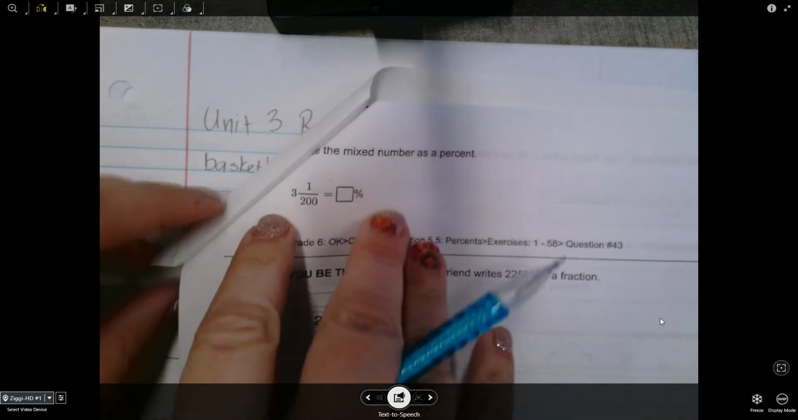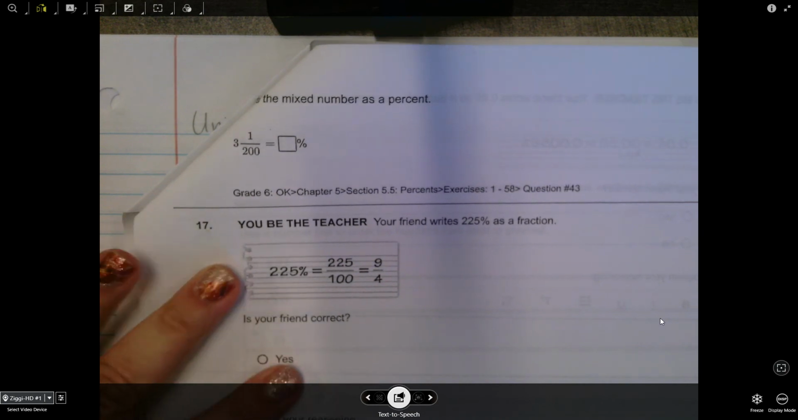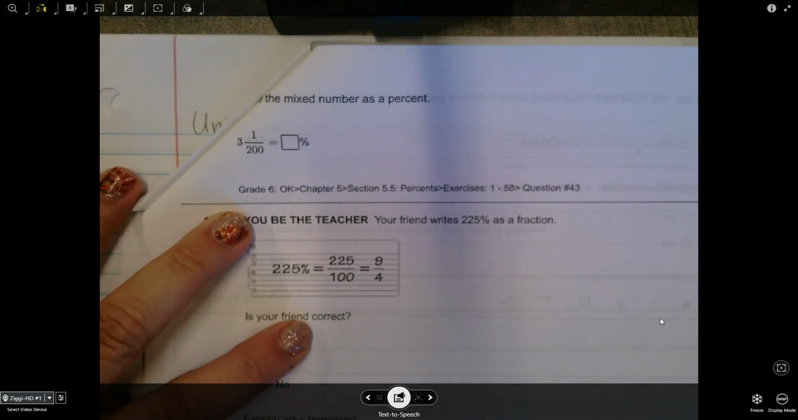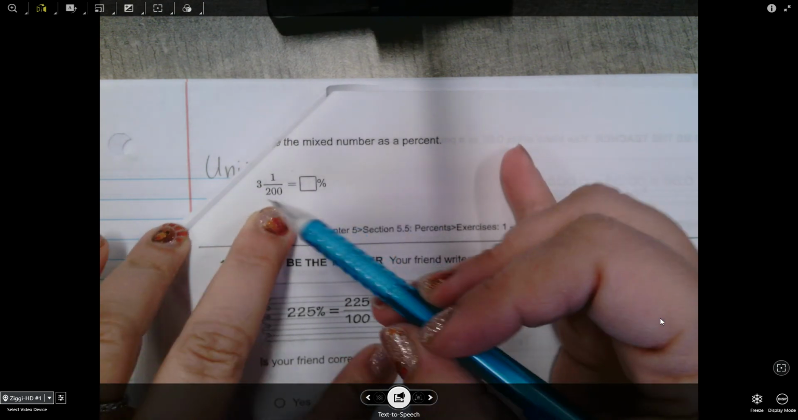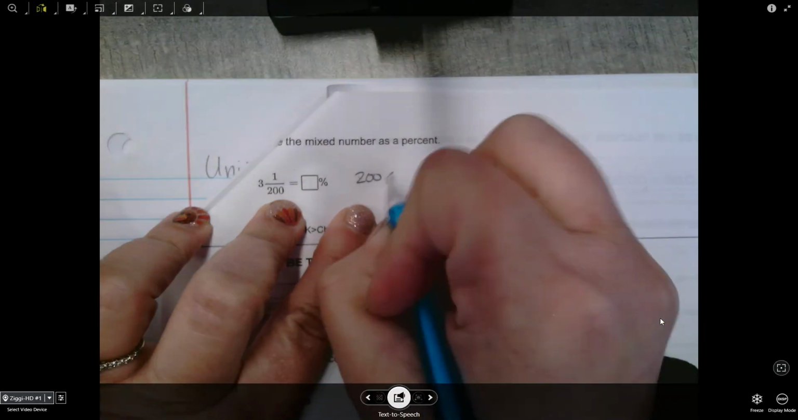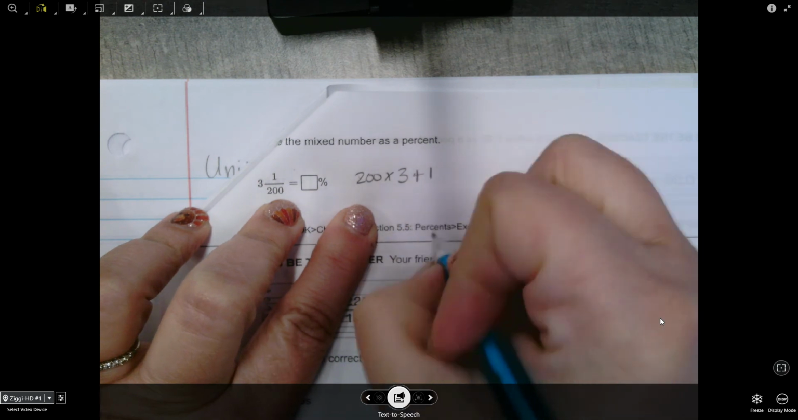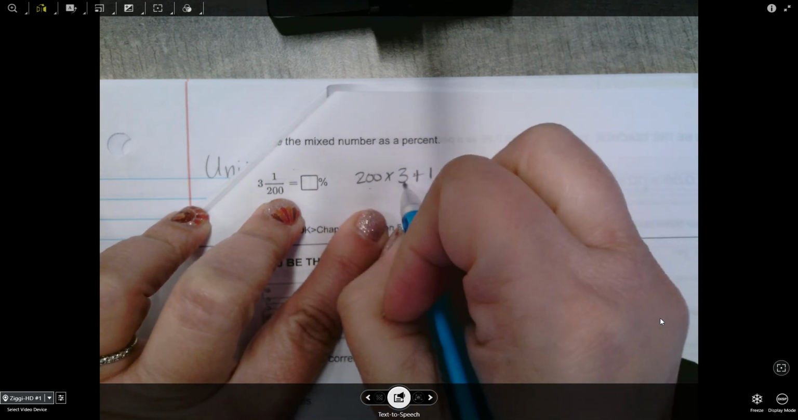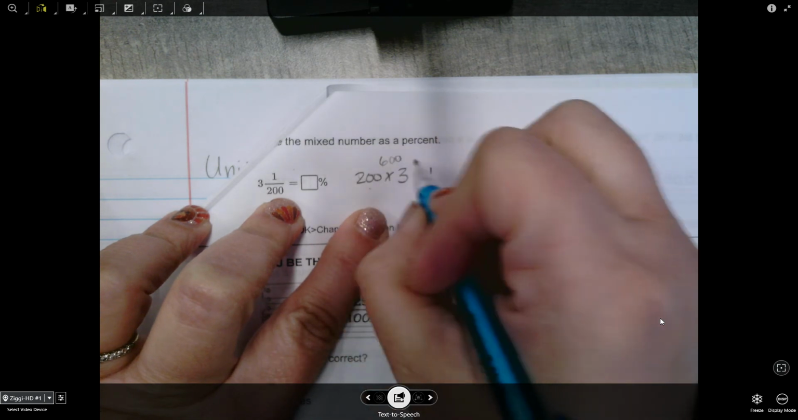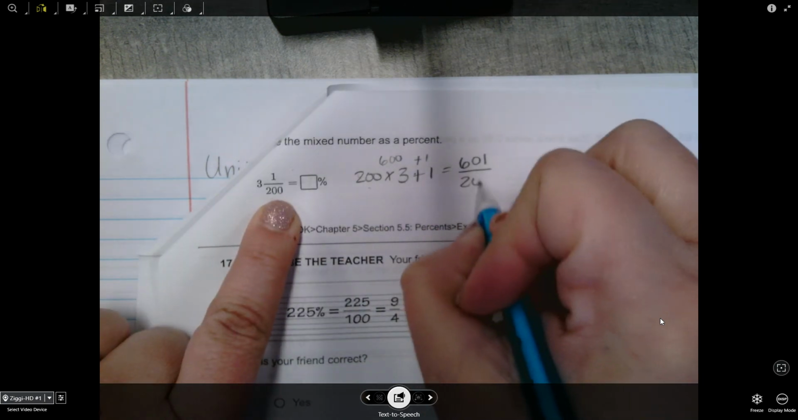So on the next one, go back up here. You are going to convert the mixed number to a percent. So we're going to go from fraction to percent. So remember, to convert a mixed number, you're going to multiply denominator times whole number, add the numerator. 200 times 3 is 600, plus 1, 601. Your denominator stays the same.